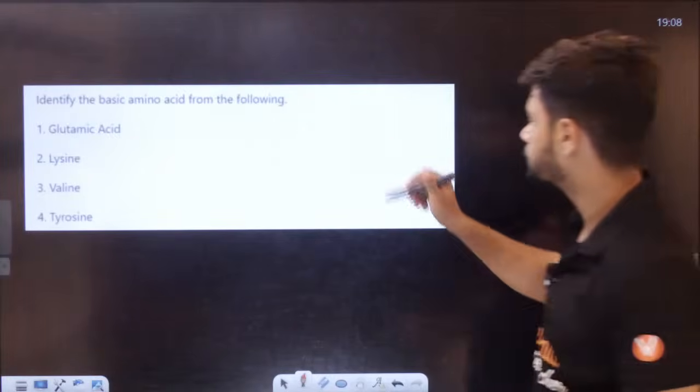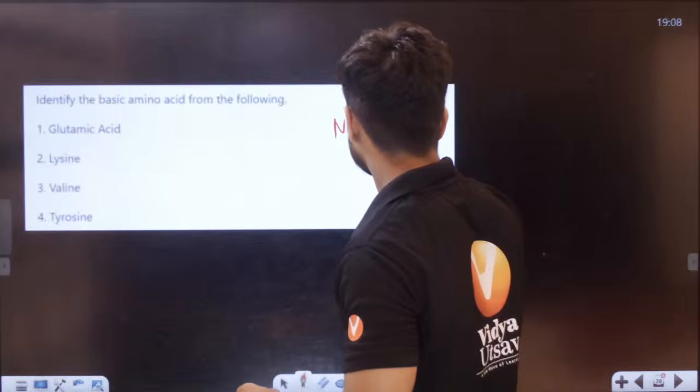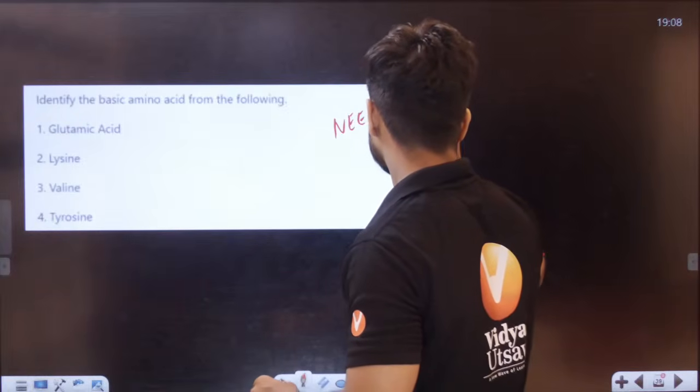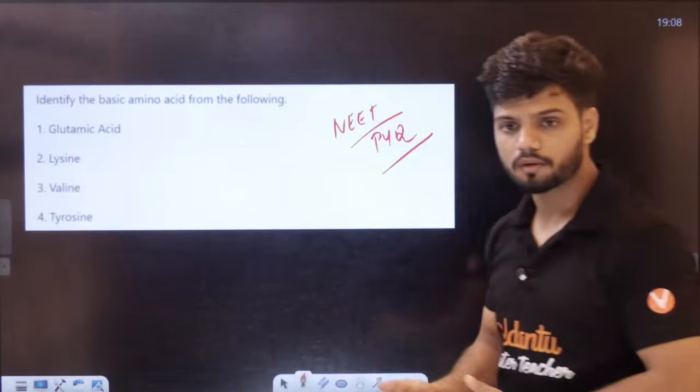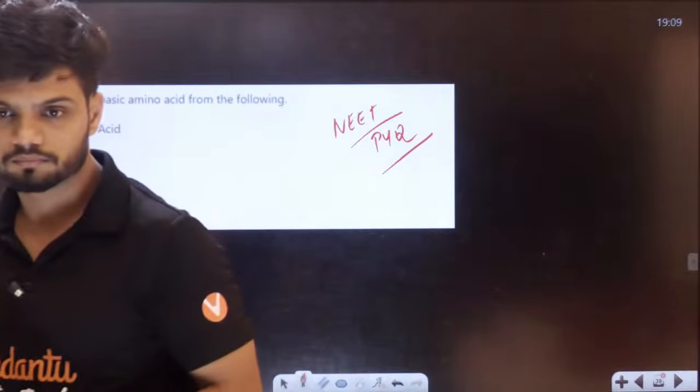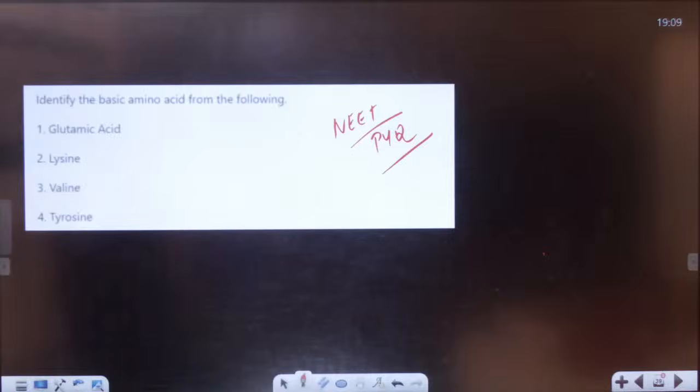This is a NEET PYQ. Solve. All of you. Solve the question quickly.